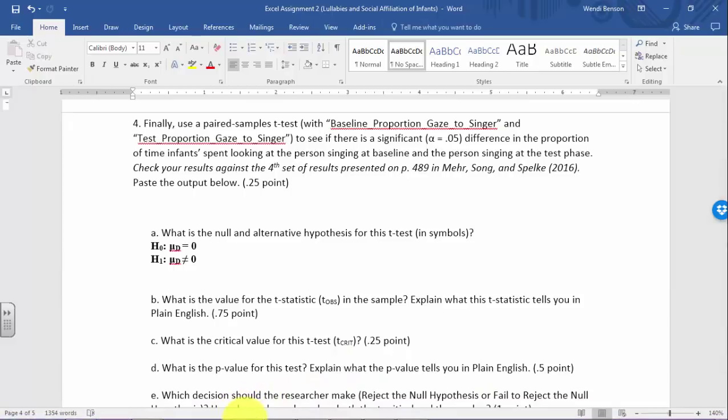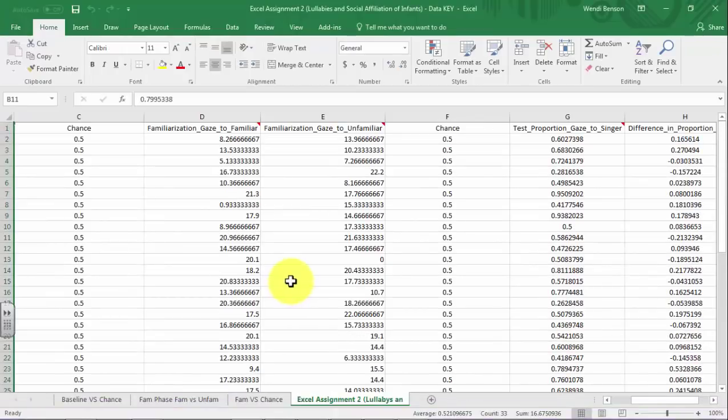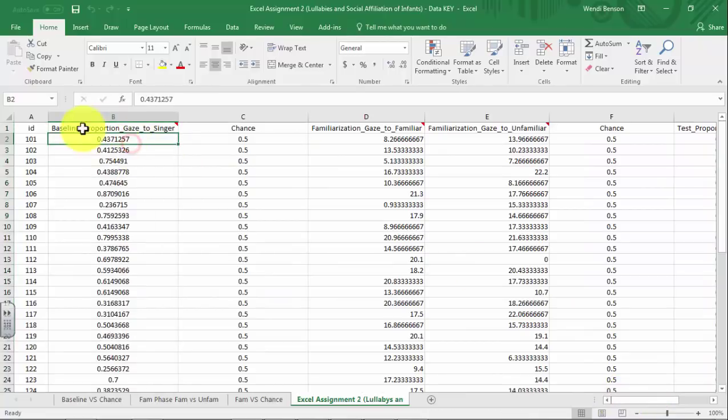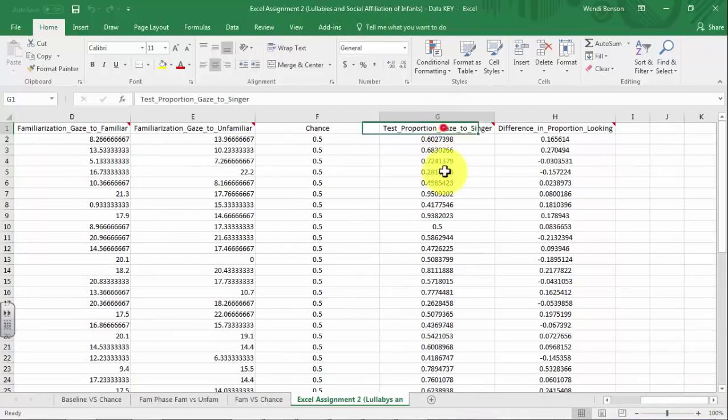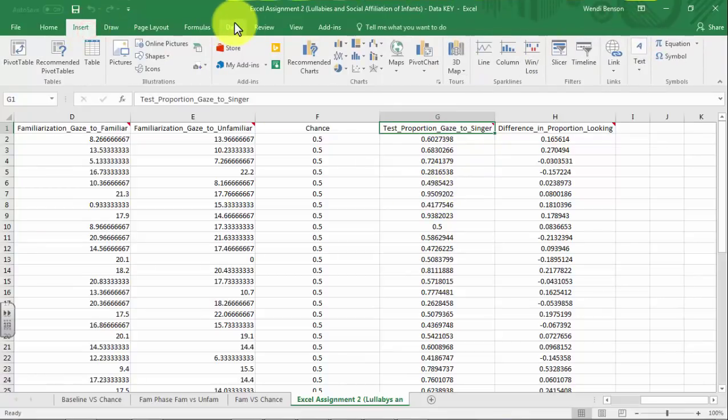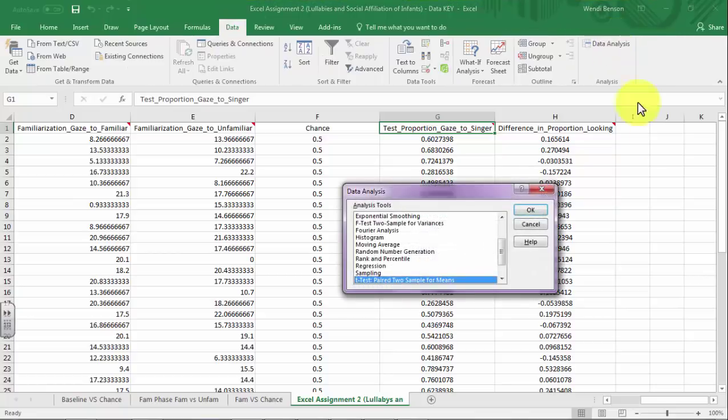So let's jump into Excel, and we are basically going to be using the proportion of the time they stared at her initially versus the proportion of the time they stared at her after they already saw her sing the lullaby. So we're going to go to Data, Data Analysis. We're going to select t-test paired two sample for means because we are doing a repeated measures test. We measured them before and we measured them after they sang the lullaby.